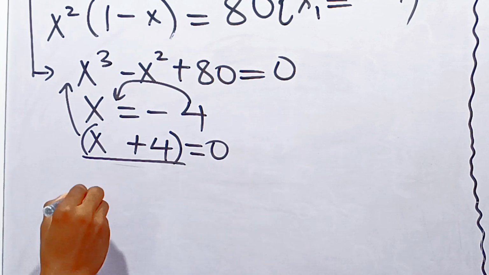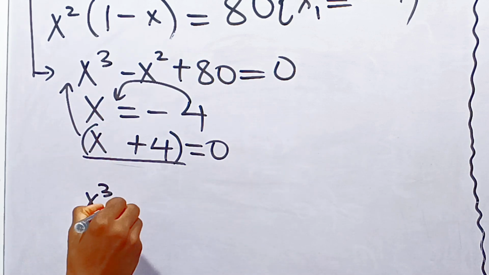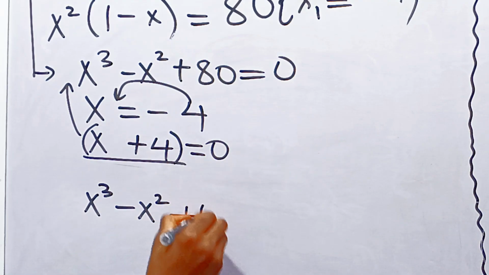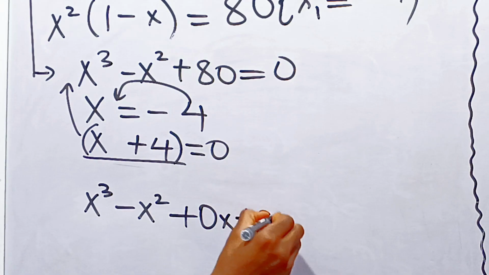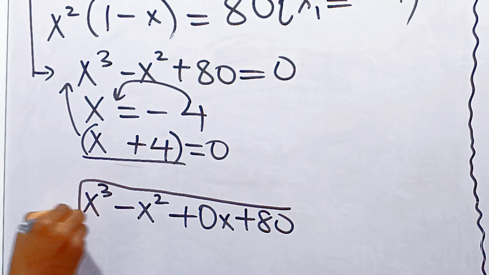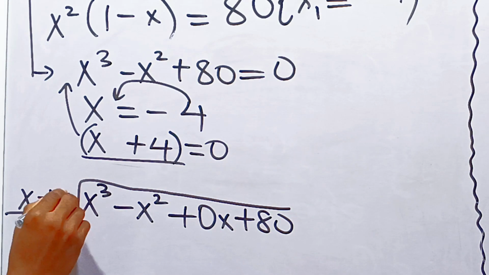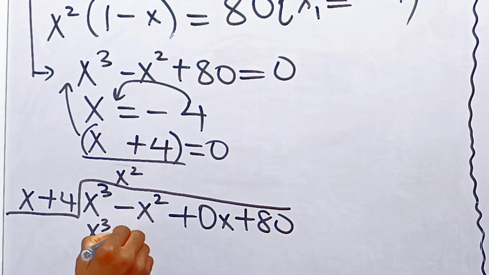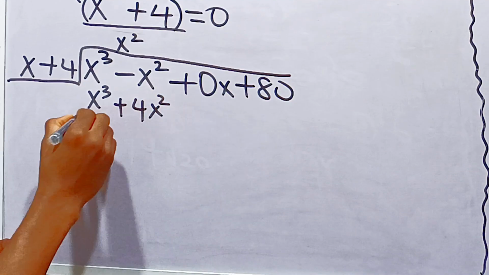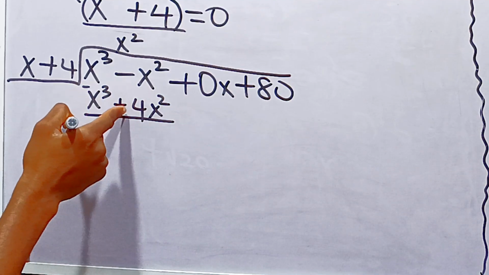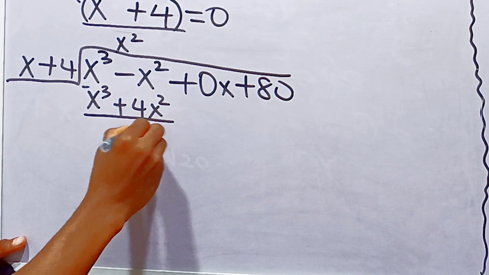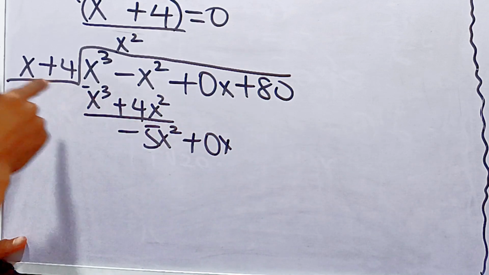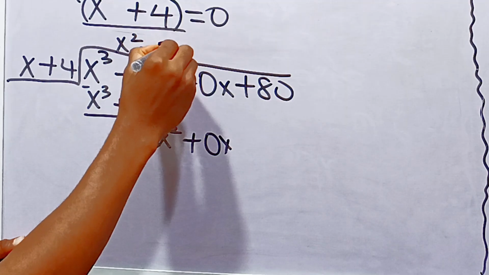Okay? So we have x cubed. Now I want to write in descending order. We have minus x squared. The next thing should be x, but there is no x here, so I put plus 0x. And then I have plus 80. Now this is divided by x plus 4. x cubed divided by x is x squared. When you multiply, you have x cubed plus 4x squared. Subtracting, minus times plus is minus, so we have minus 5x squared plus 0x. When we divide, we have minus 5x.